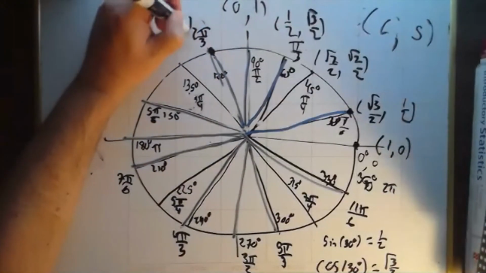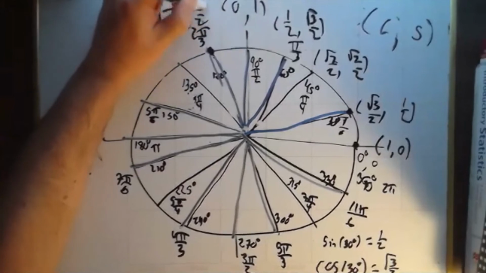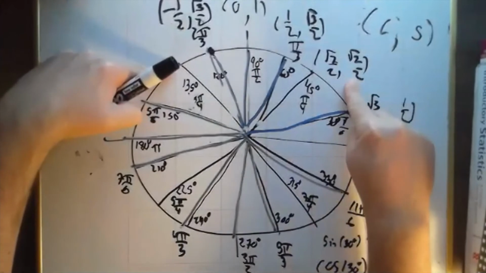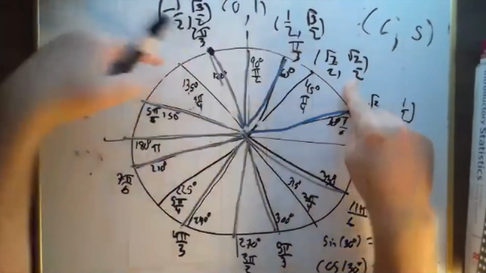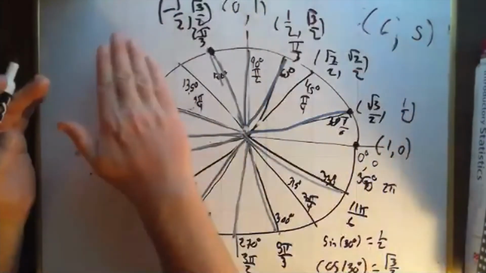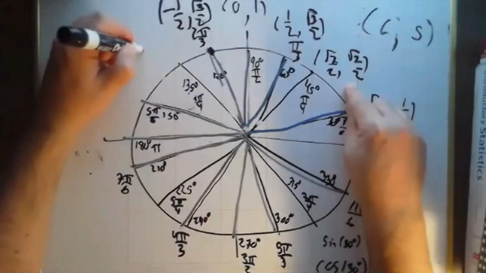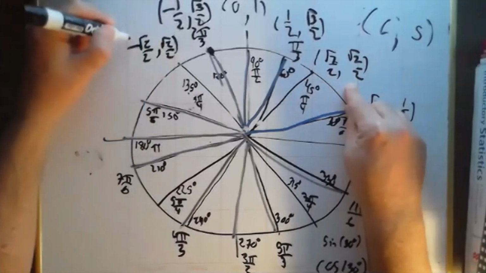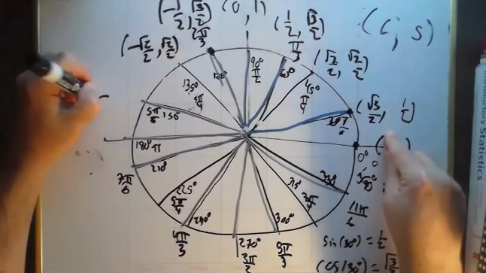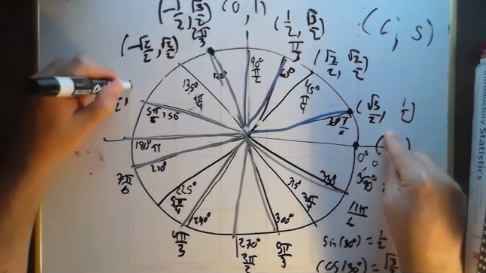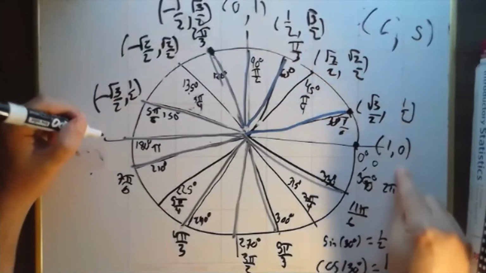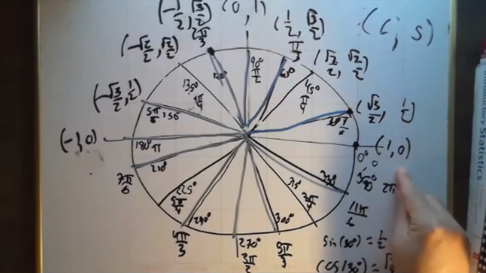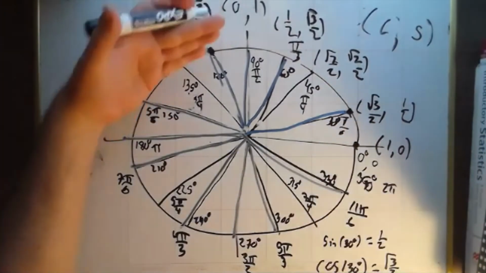Negative 1/2, root 3 over 2. Here and here. These go together. I'm just kind of flipping this over and making all the x values negative. And then here, make the x value negative. Negative 1, 0. Same thing down here. Now I'm going to flip down.